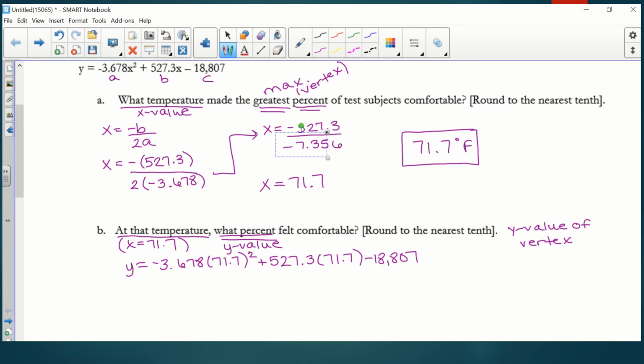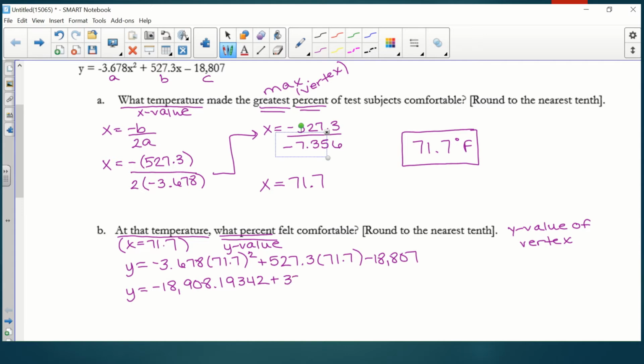Okay, so simplifying here, I get y equals negative 18,908, and I'm just going to go out to about 5 decimal places here. I know it does continue on for a while, but if we're rounding to the nearest tenth, I should get a pretty clear picture of my final number if I go out about 5 places.